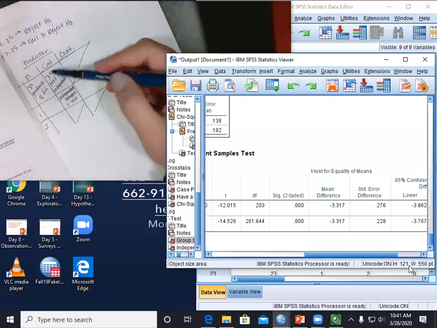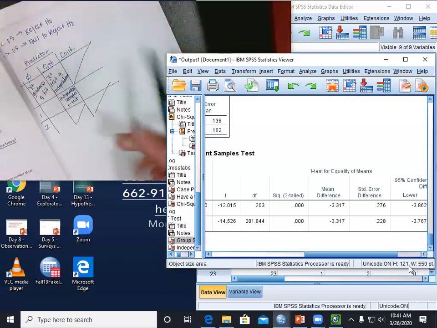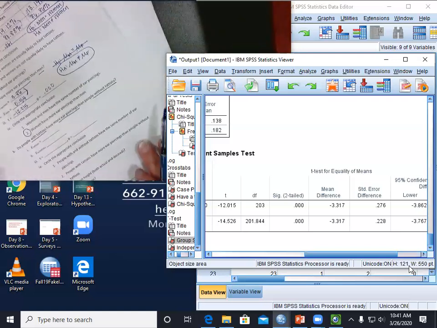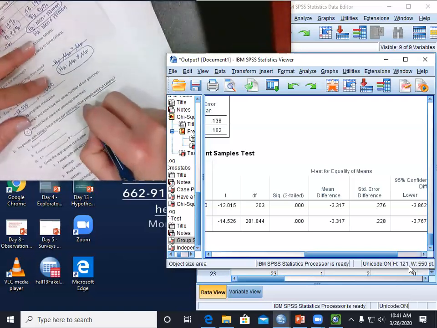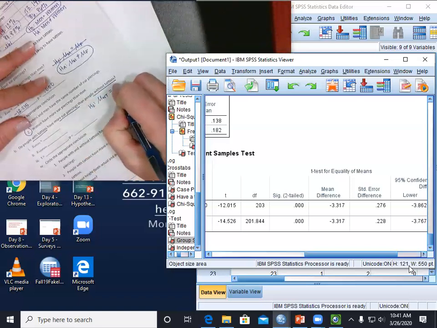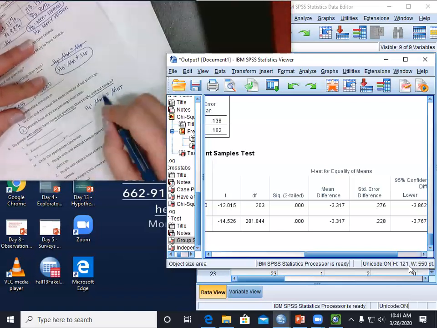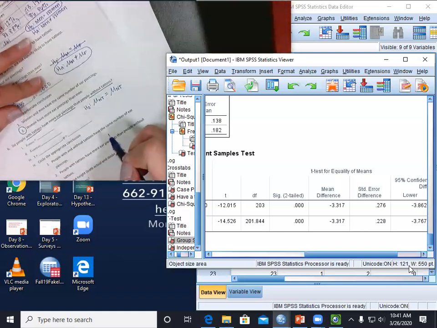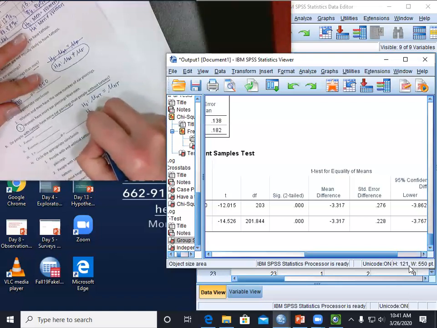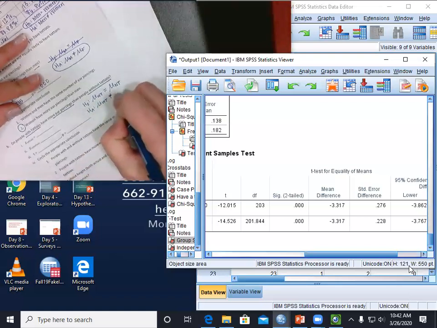So when you have a categorical predictor and a continuous outcome, we're going to do an independent samples t-test. This independent samples t-test is going to ask, do people with tattoos have the same mean ear piercings as people without tattoos? I'll write NT, no tattoos. Are these two groups of people the same when it comes to having ear piercings, or are they different?